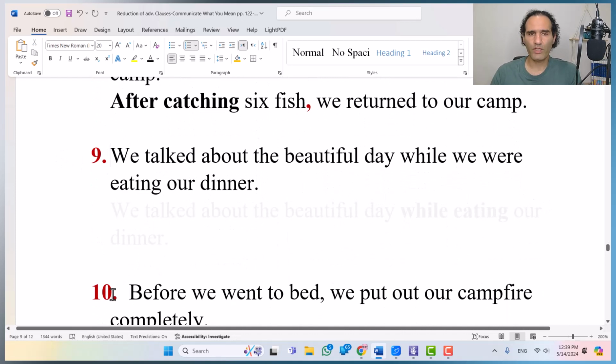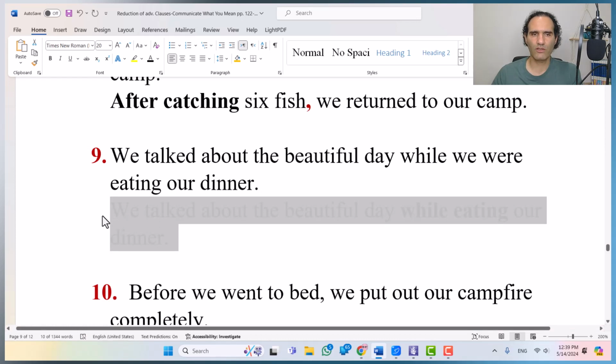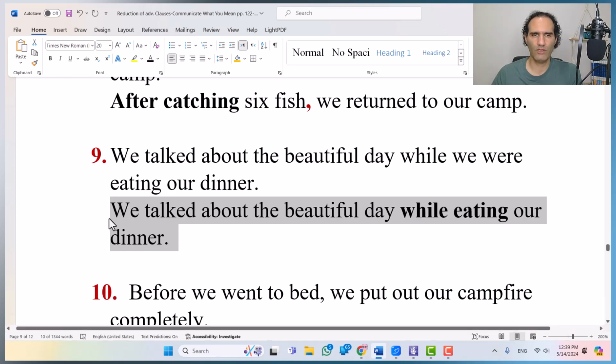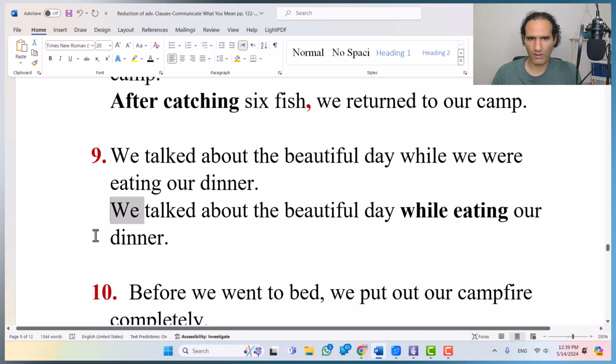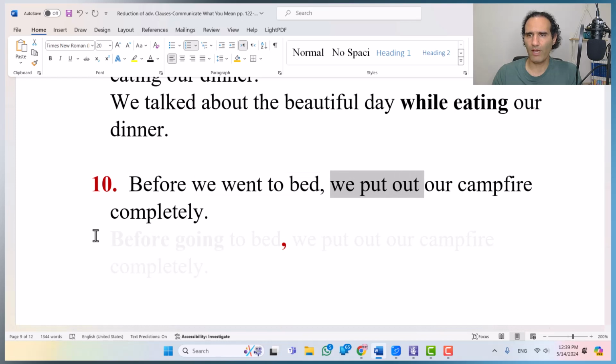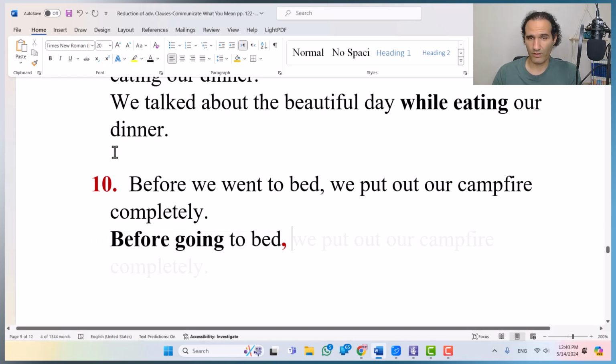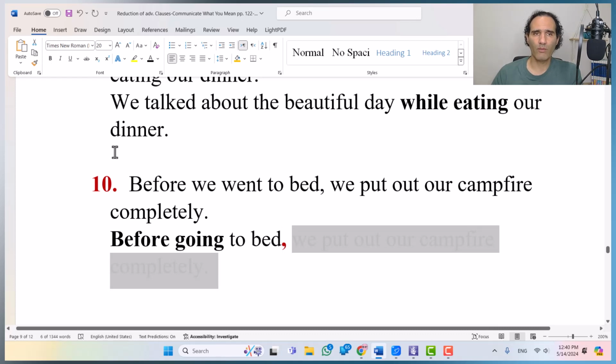Number 9, we talked about the beautiful day while we were eating. So subjects are the same, we can reduce it, and no comma in between. Why? Because the clause starts with an independent clause, but not with a dependent one. We talked about the beautiful day while eating. Omit the subject, omit the to be. And the number 10, before we went to bed, we put up our campfire completely. Subjects are the same. Before going to bed, we put up. Very good. So please have it in your mind. Put up a fire.